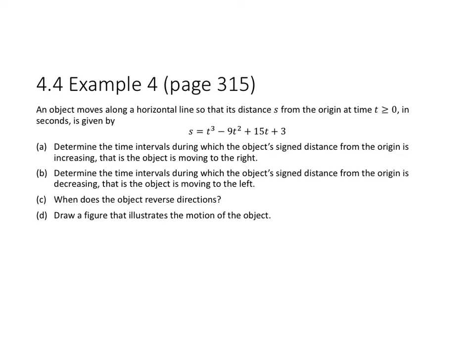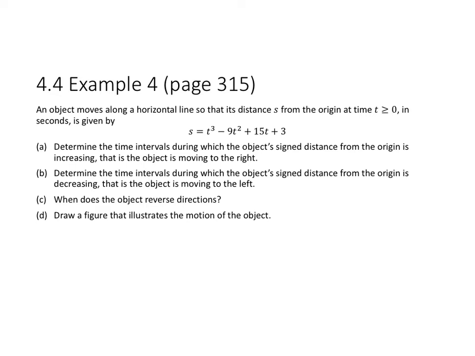So let's take a look at example 4 on page 315. An object moves along a horizontal line so that the distance s from the origin at any time t greater than 0, in seconds, is given by s equals t cubed minus 9t squared plus 15t plus 3. Determine the time interval during which the object's signed distance from the origin is increasing. That is, when is the object moving to the right? And then B is asking us, when is the object moving to the left? C wants to know, when does it reverse directions? And then D wants us to draw a picture of this.